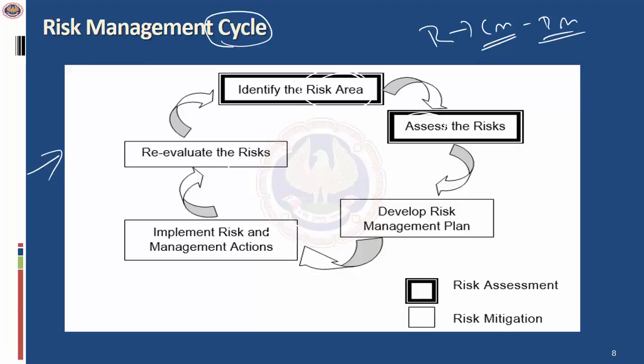So if you look at here, the first part is called the risk assessment. Identifying the risk area and assessing the risk is called the risk assessment. The second part, it's not enough if you understand the risk or assess the risk, you need to mitigate the risk. The risk mitigation includes developing the risk management plan, implementing the risk management actions, and also doing a continuous re-evaluation. Because risks are always dynamic, they keep on changing. So you need to periodically re-evaluate the risk to see that you bring it to an acceptable level.